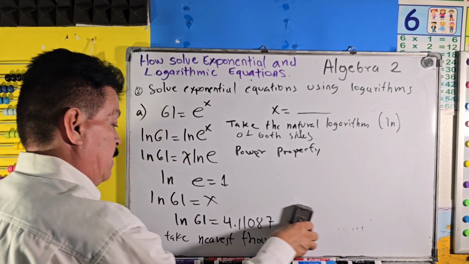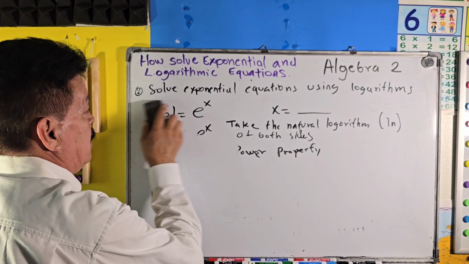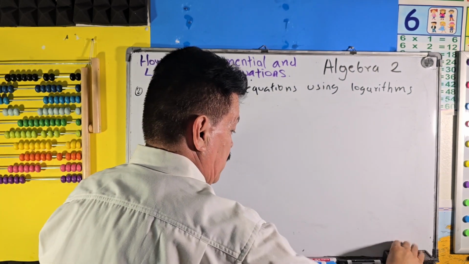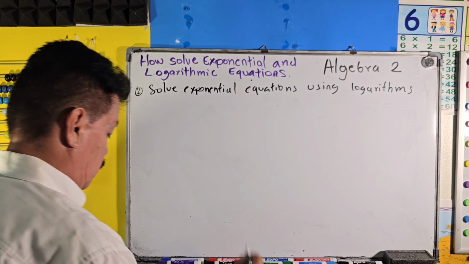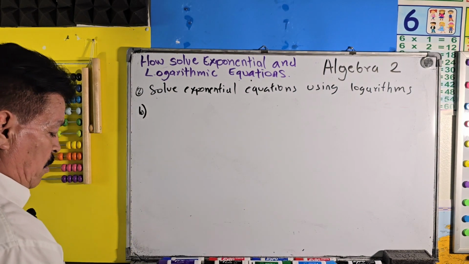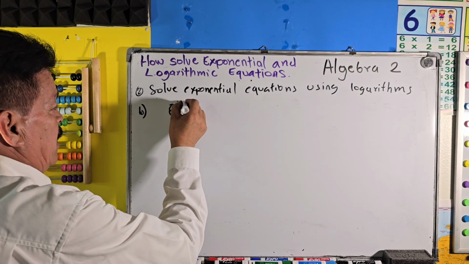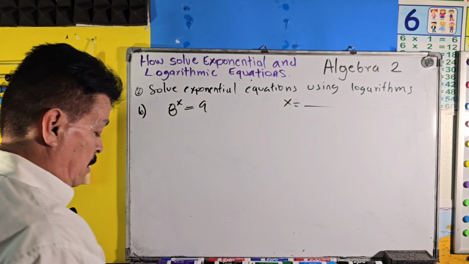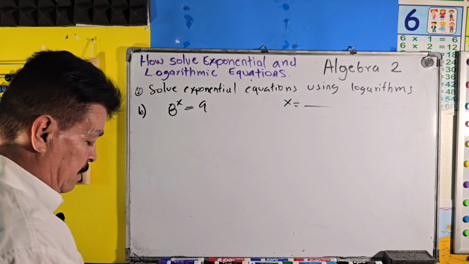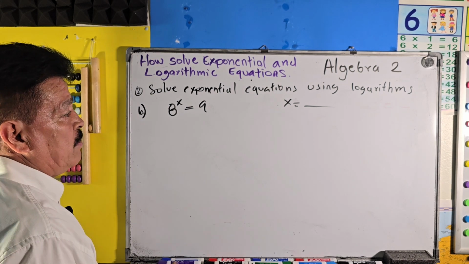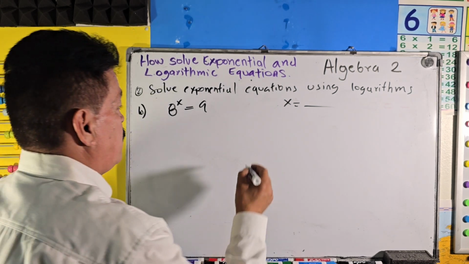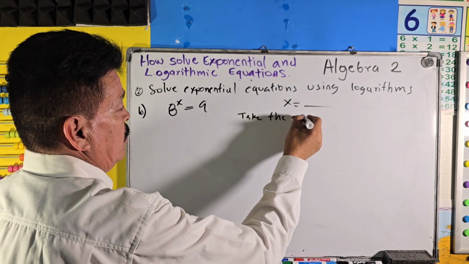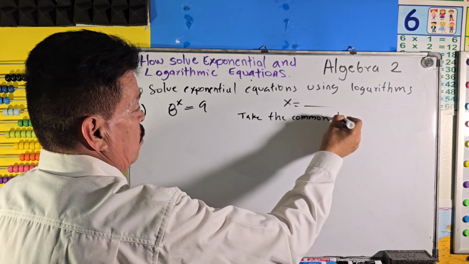So this is one problem. Let me show you another problem. I will solve a couple of problems in each section. This is the second problem. Let's write a to the x power equals 9. We have to find how much x is. Here we have to take the common logarithm.